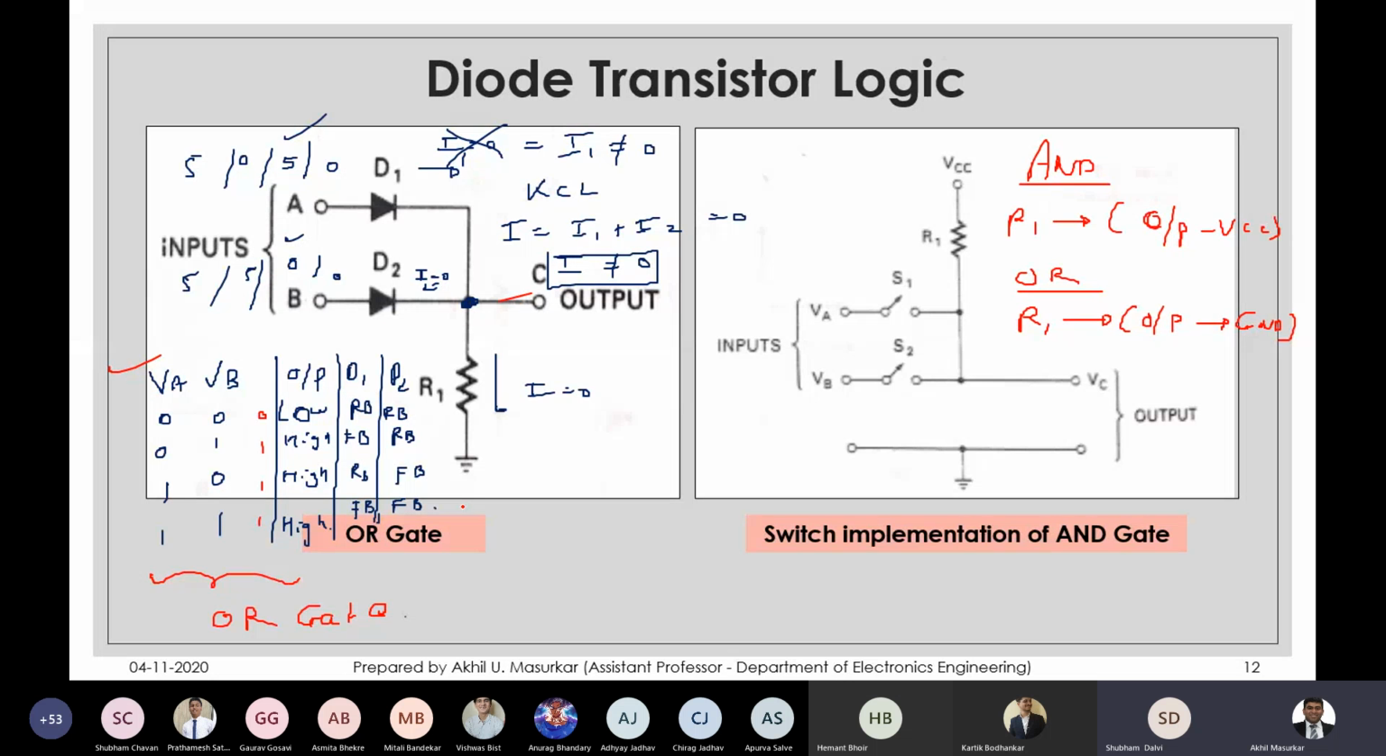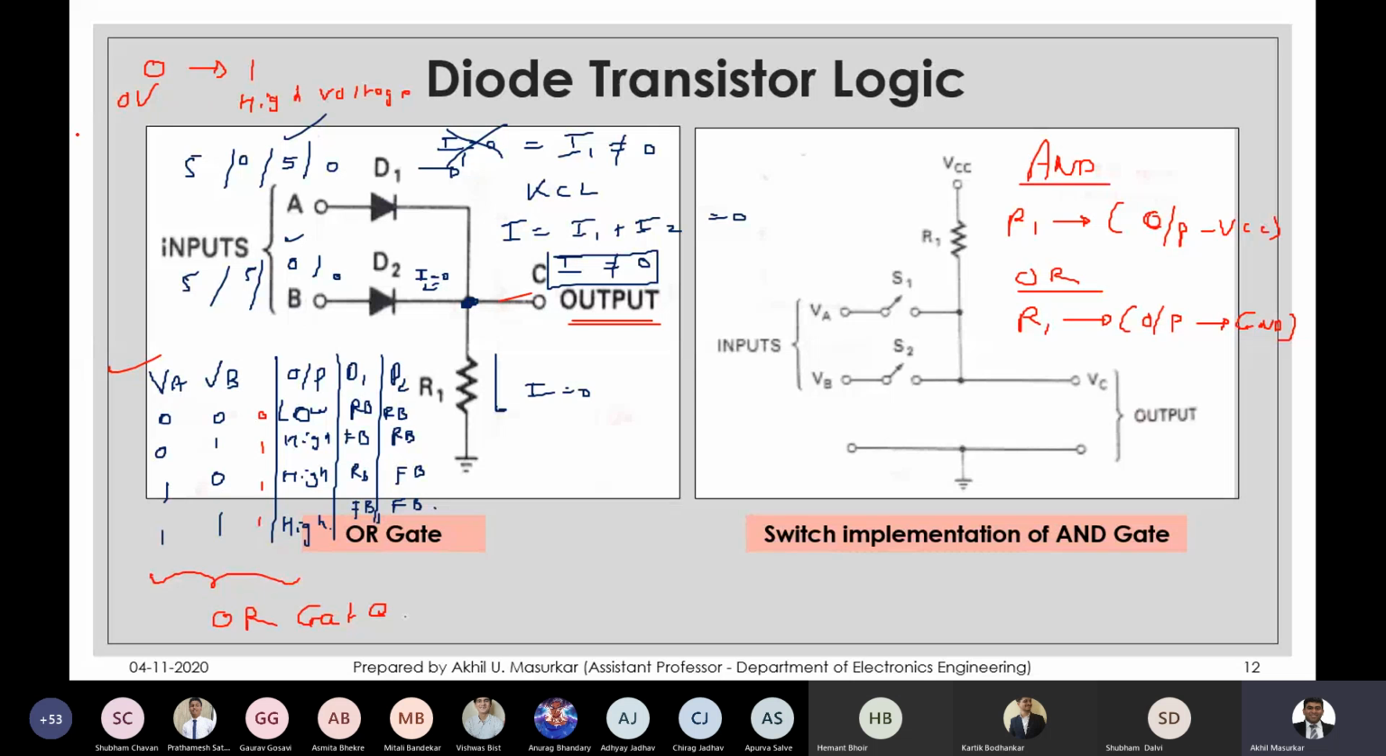So what happens is, in this case we have to pull the output to high. So we want a voltage drop, then only we will get some voltage at the output. See, what is this logic 0 or logic 1? What is this 0 and 1? 0 means 0 volts and 1 could be a high voltage.